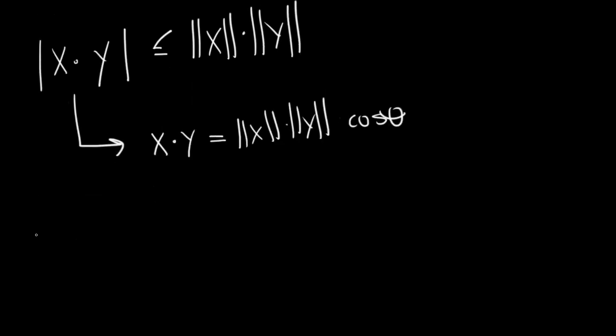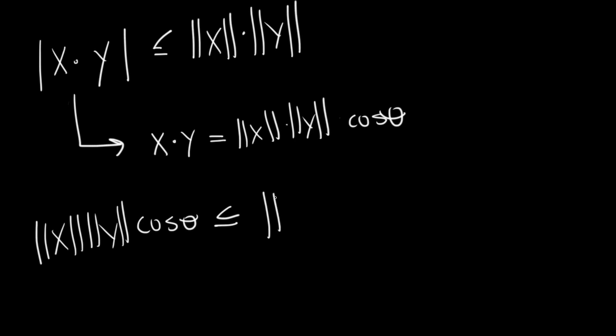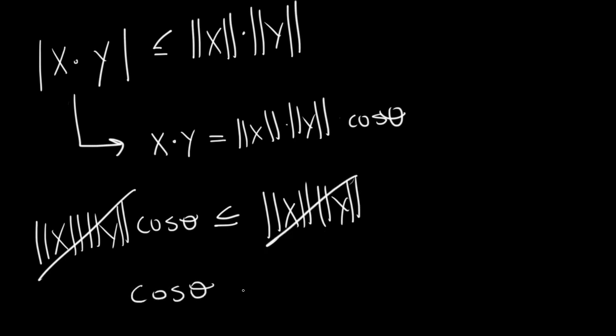So we'll go ahead and substitute that, and we are going to get the norm of x, the norm of y, and the cosine of the angle between them, which will be less than or equal to the norm of x times the norm of y. We can cross those off, and we are going to get that the cosine of the angle between them is less than or equal to 1, which is a property of cosine, right? Anything that you put in the cosine is going to be less than or equal to 1. It's just going to happen, and that's why this inequality exists.